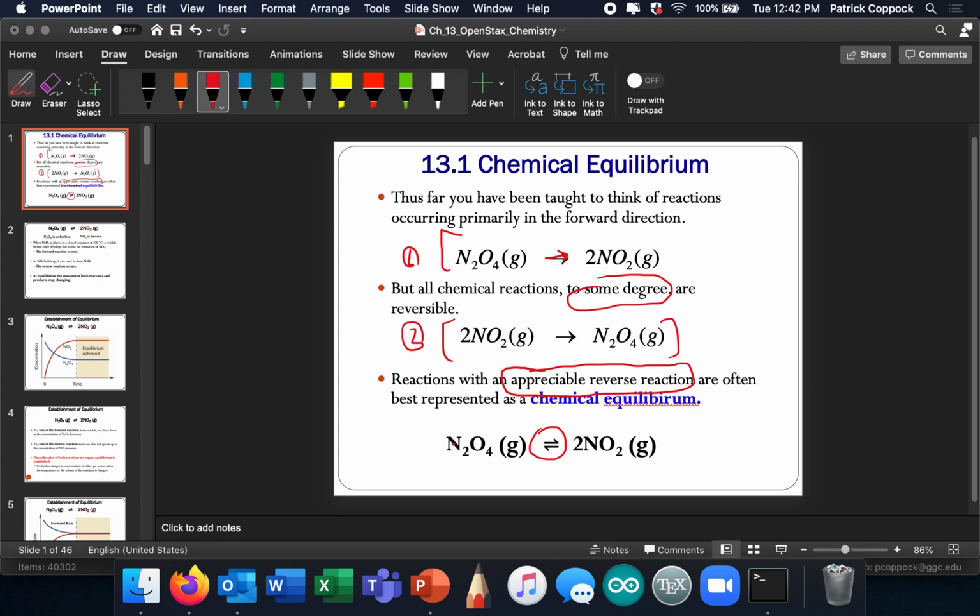And so in this particular instance, what we're saying here is that dinitrogen tetroxide produces nitrogen dioxide, and nitrogen dioxide produces dinitrogen tetroxide, all right? And the way we would read this, we would say dinitrogen tetroxide is in equilibrium with nitrogen dioxide. And that's how we say that this is in equilibrium with, and that is if both of the reactions, forward and reverse, go to appreciable extents, okay?